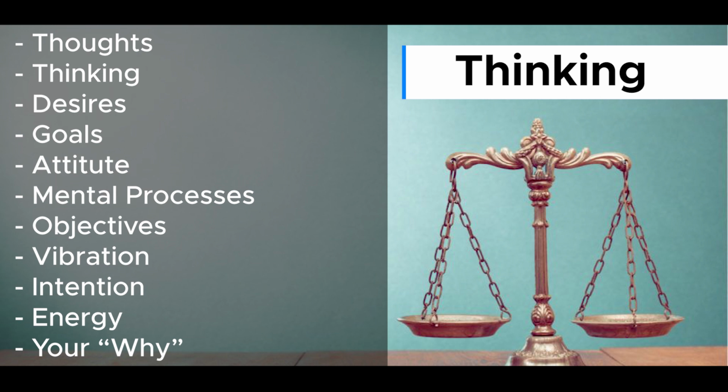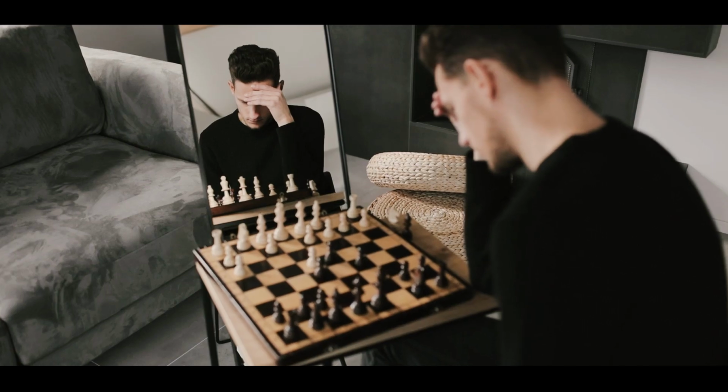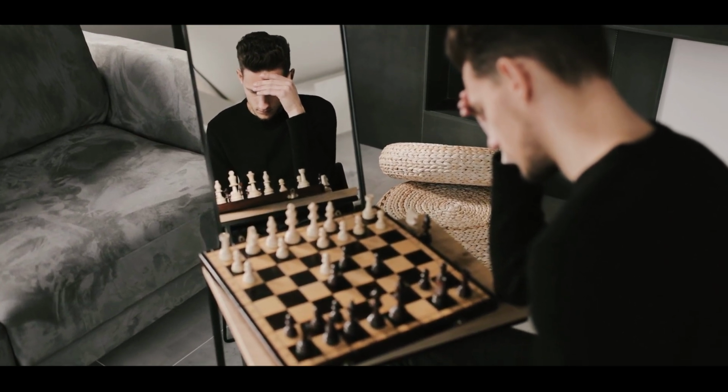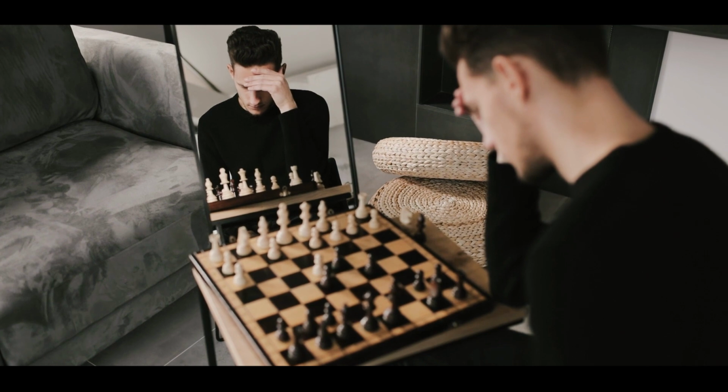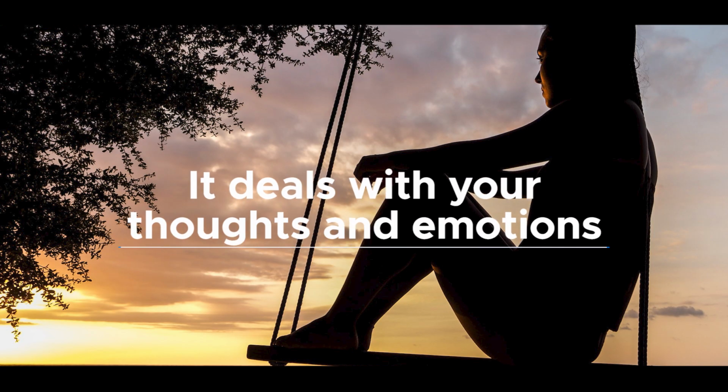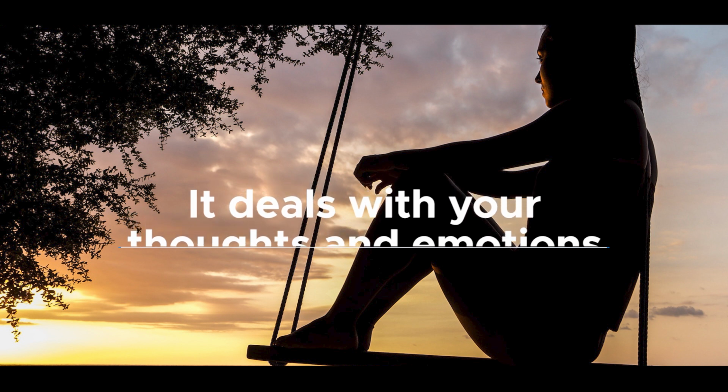So one side is basically purely thinking. It deals with your thoughts and your mind. What goes on in your mind? How do you think? It only deals with how you think. It also deals with how you feel and your emotions. So in summary, it deals with your thoughts and emotions. That is one side of the training balance scale.